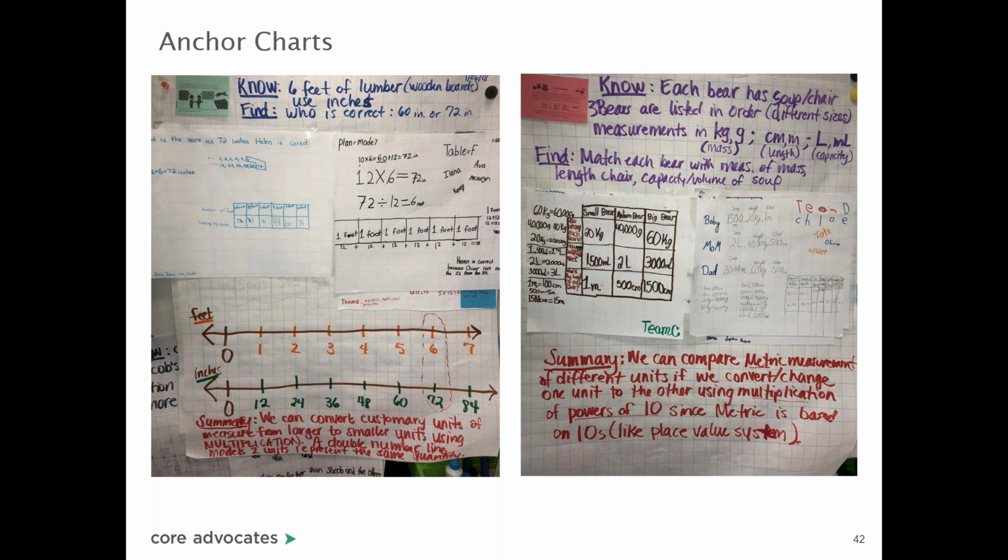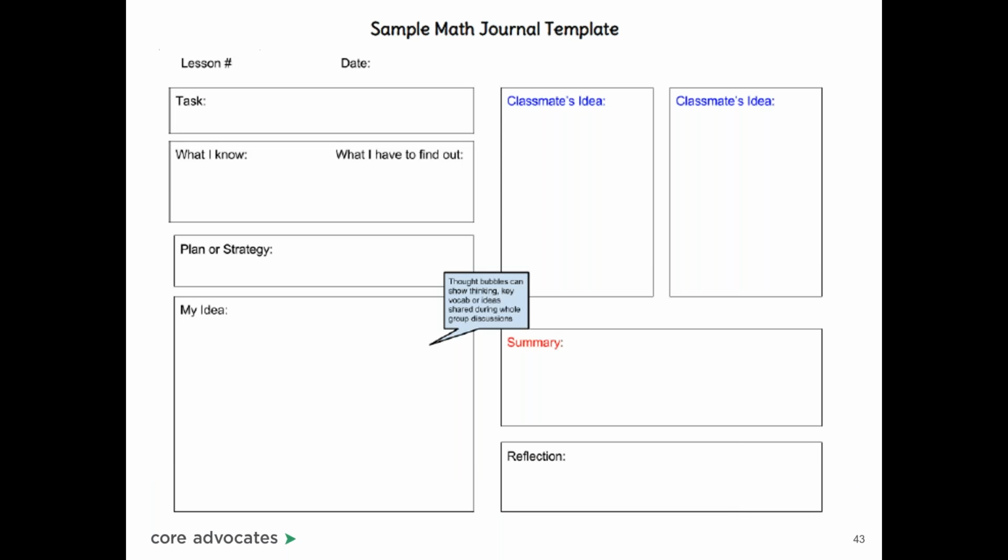Students also begin to see how different approaches can be taken to tackle these challenging situations, and those strategies that are really getting to the heart of the math lesson's goals are posted on our anchor charts. So here's just a couple examples of showing that process, including the student work that they had worked on together as teams.